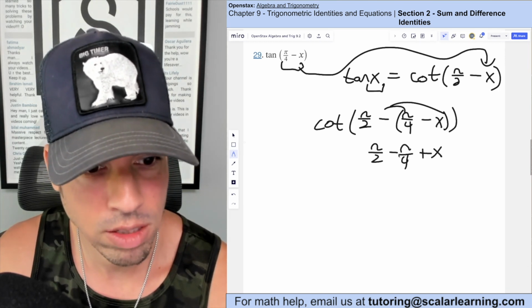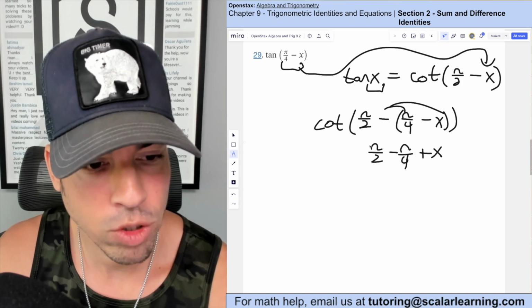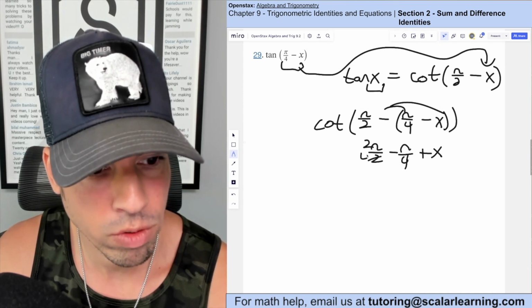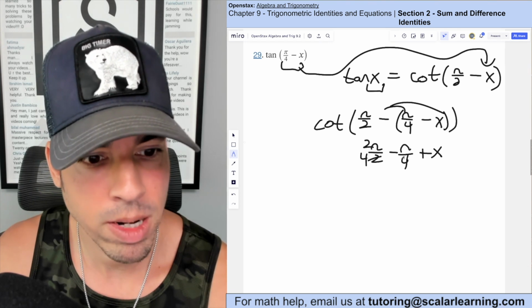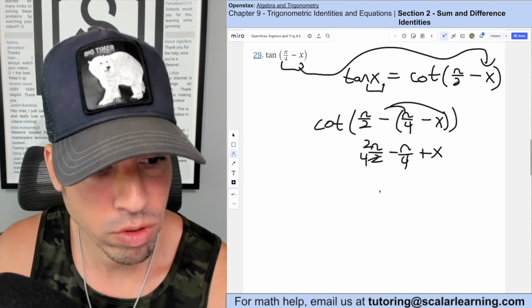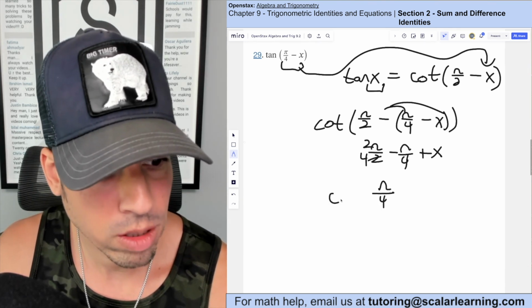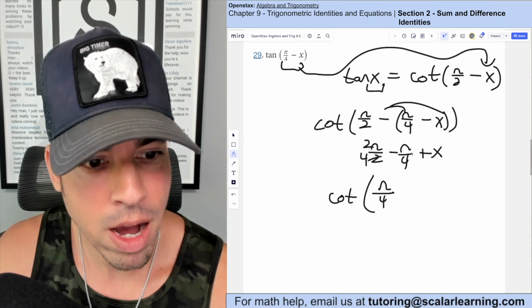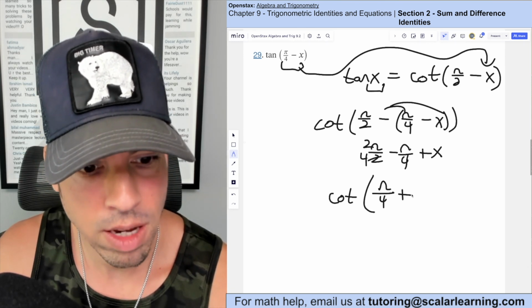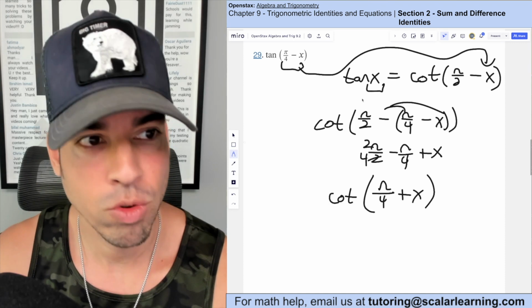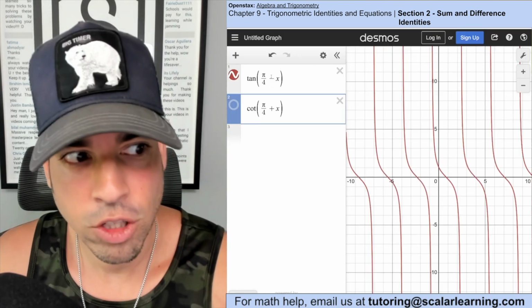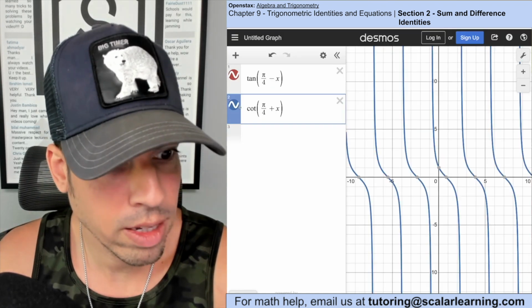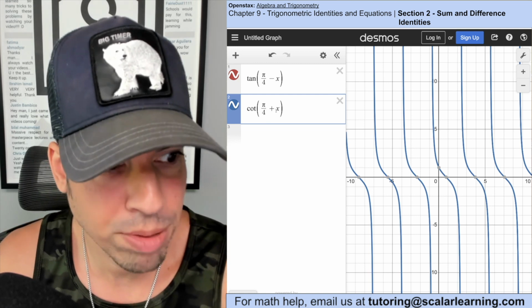right? The negatives cancel out. And then this I can multiply by 2 over 2. This becomes 2 pi over 4. So 2 pi over 4 minus pi over 4 is just pi over 4. So now we're left with cotangent of pi over 4 plus x like this. Okay, now let's graph these two in Desmos. So here's tangent of pi fourths minus x in red, and here's cotangent of pi fourths plus x in blue.